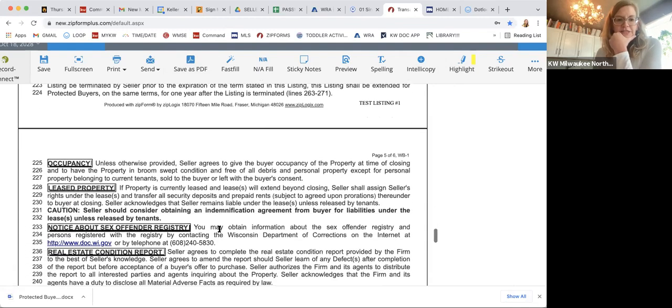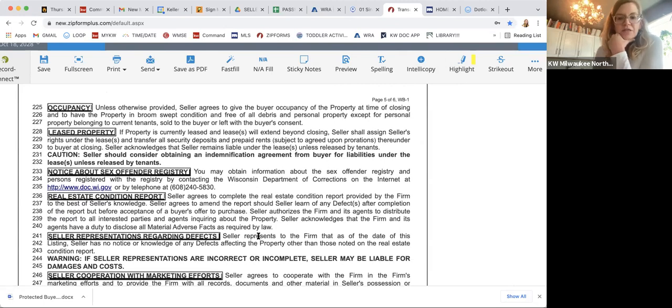Okay, so moving on to the next page. Occupancy. So this is also covered in the offer to purchase. Unless otherwise provided, seller agrees to give the buyer occupancy of the property at the time of closing. And then this is just another reminder for your sellers about the condition that the property needs to be in at closing. So the property needs to be in broom swept condition and free of all debris and personal property, except for personal property belonging to the tenants or any that the buyer has agreed the seller can leave with their consent. This, again, is another point of contention that we see shortly before closing.